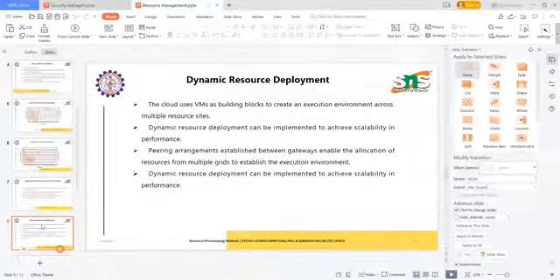Dynamic resource deployment can be implemented to achieve scalability in performance. Peering arrangements established between gateways enable the allocation of resources from multiple grids. The dynamic resource deployment can be implemented to achieve scalability.